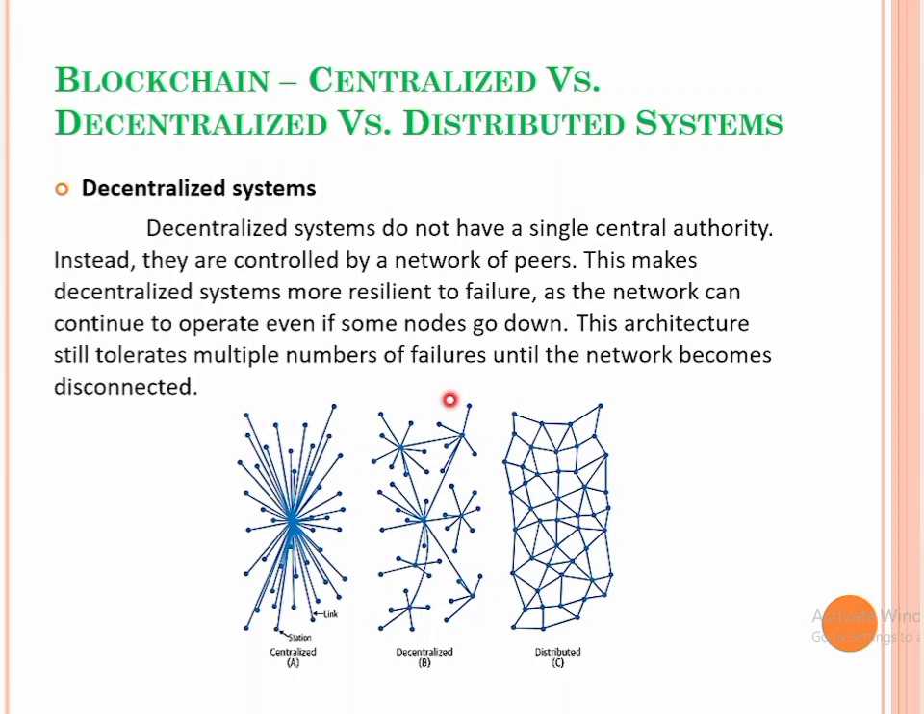Okay. So the network can continue to operate even if some nodes go down. If some of the nodes go down also, the remaining network can act properly. So this architecture still tolerates multiple numbers of failures until the network becomes disconnected. So there is a shared control in the decentralized system. Multiple entities have independent authority and collaborate in decision making. So you can think of a federation of states with individual autonomy.